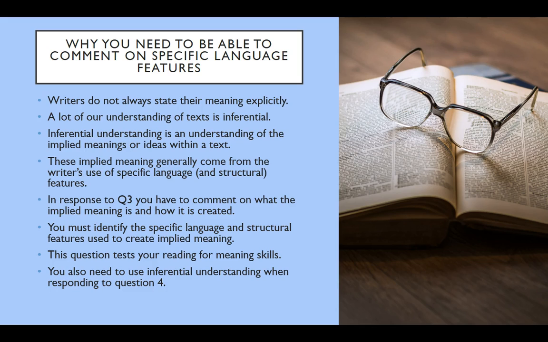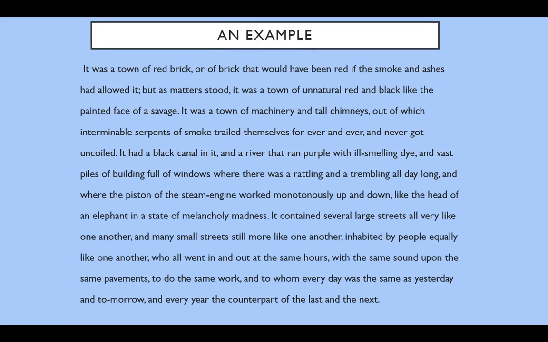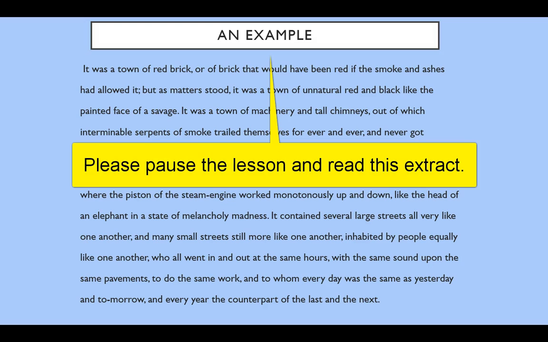Okay, so we're going to go on and have a look at an example now. This is one we've looked at in a previous lesson. This is an extract from Charles Dickens's novel Hard Times. This is where he is describing the town of Coketown. So we're getting some very detailed descriptions here. So we'll have a look at what's going on in this extract in terms just of specific language features to begin with, and then we'll look at some structural features as well.